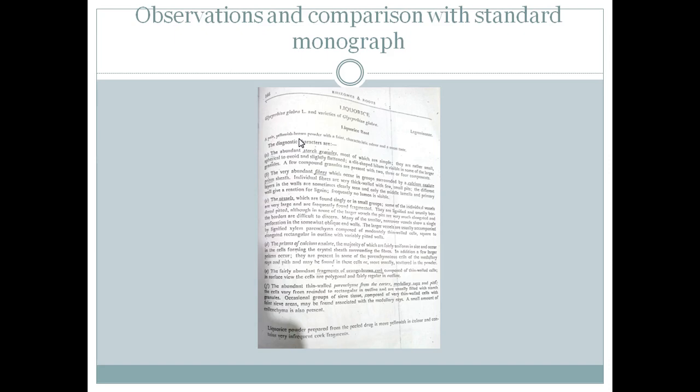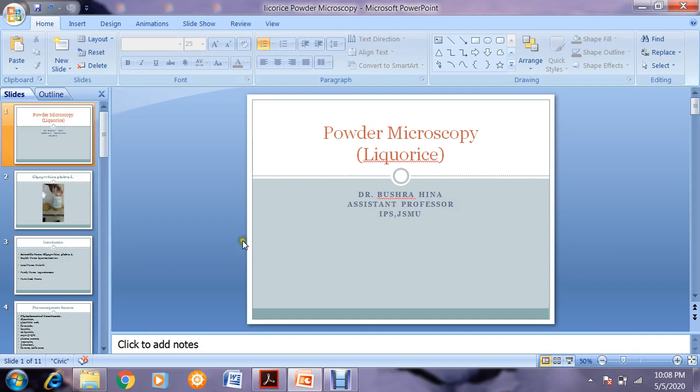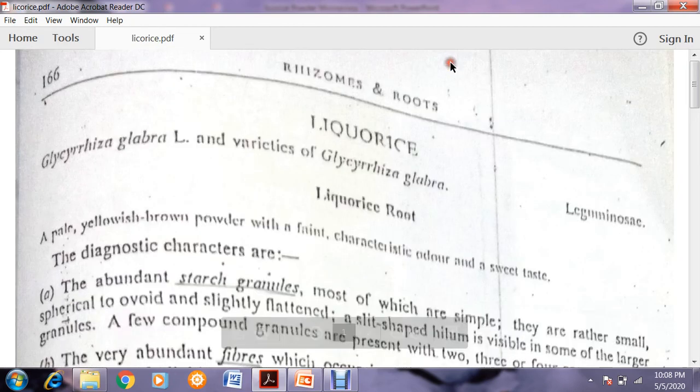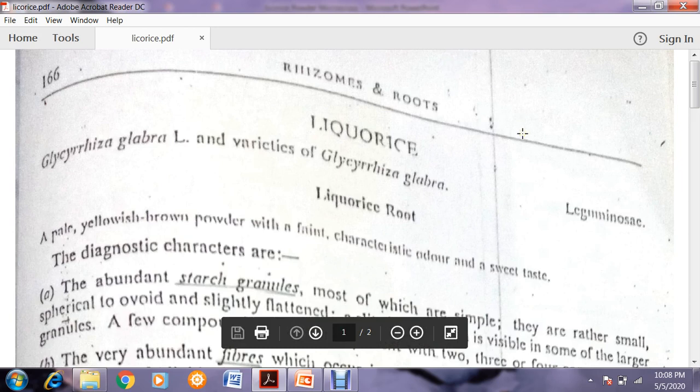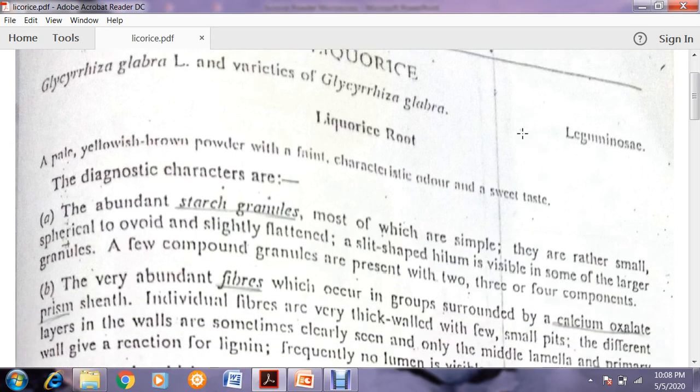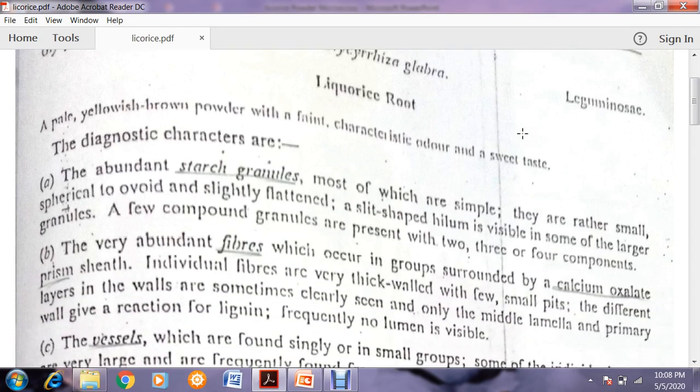This is the monograph of the licorice, which we will discuss in detail now. Glycyrrhiza glabra belongs to the family Leguminosae. As we have already discussed, it is a pale yellowish brown powder with a faint characteristic odor and a sweet taste.